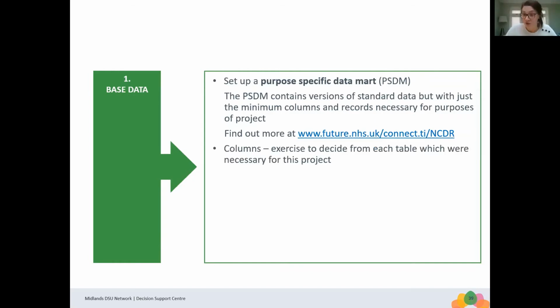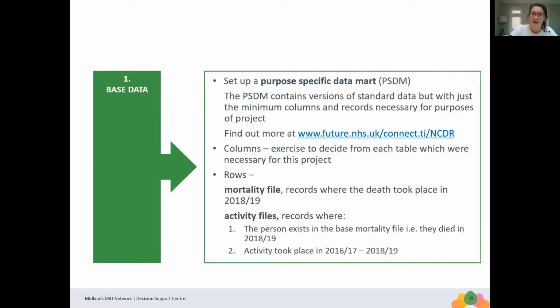So as part of meeting the IG requirements and just taking the minimum data, we had to think about the columns of data that we wanted. So it's quite a large exercise at the beginning of this project to look at every table in NCDR, pick the tables we wanted, and pick the columns from those tables that we wanted to be available in this project. But also we had to have just the rows or records of data that were relevant.